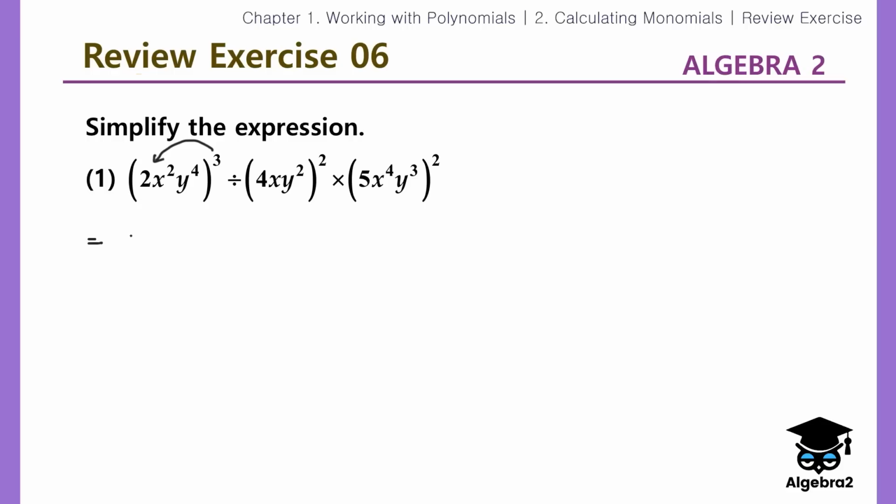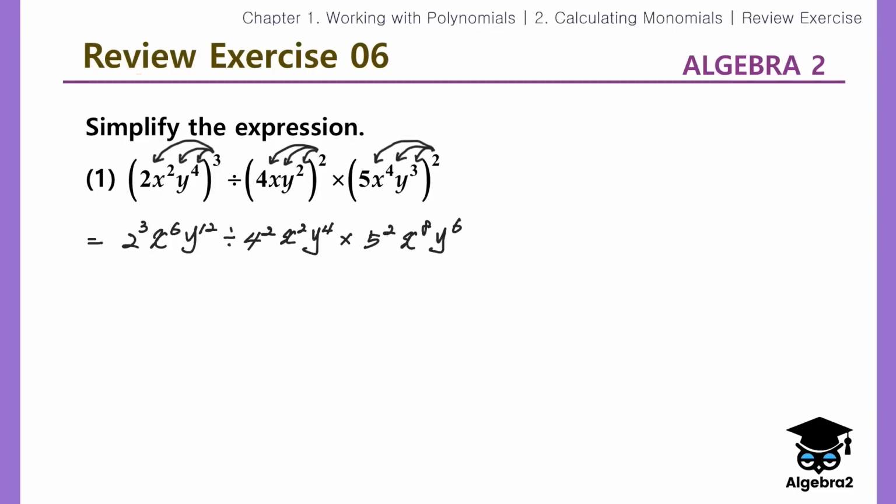So let me just write 2 cubed. That's going to be 8. And x, 2 times 3, x to the 6. y to the 4 times 3, y to the 12. Divided by 4 squared, and x squared, and y to the 4, times 5 squared, x to the power of 8, 4 times 2, right? And 2 times 3, y to the 6.